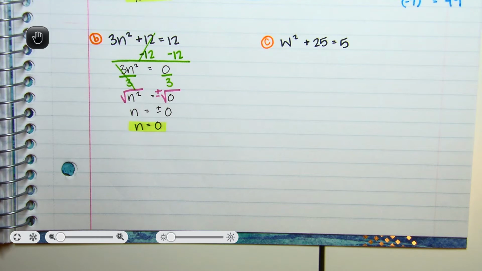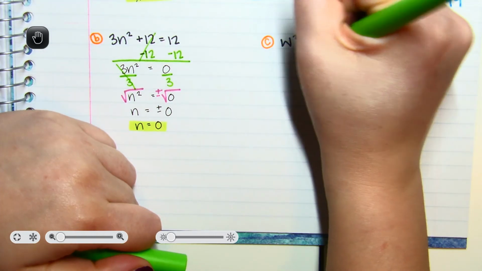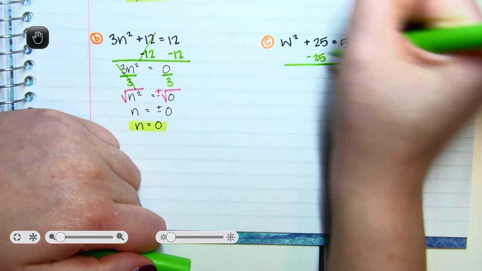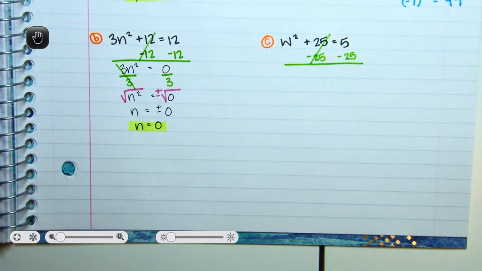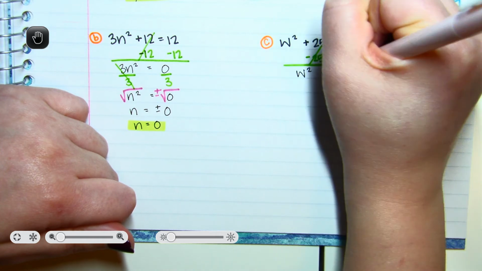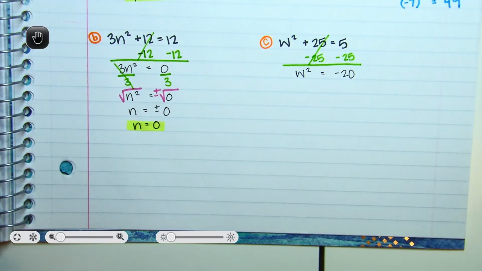Let's look at another example. So what am I going to do first? If you said subtract 25 from both sides, you are correct, because we need to get that squared term by itself. So now I'm going to have w squared equals negative 20. Do you notice anything different about this problem that we didn't have on the others?